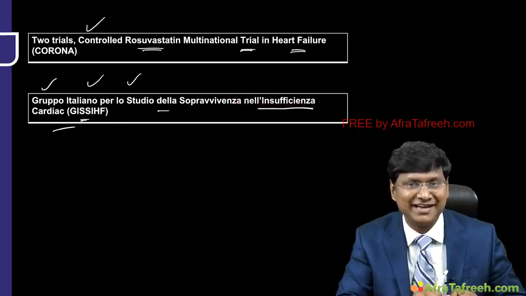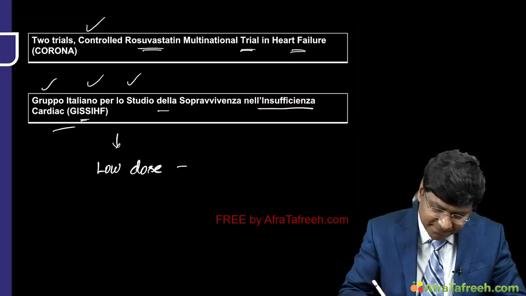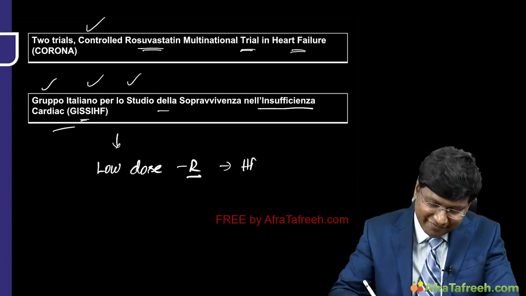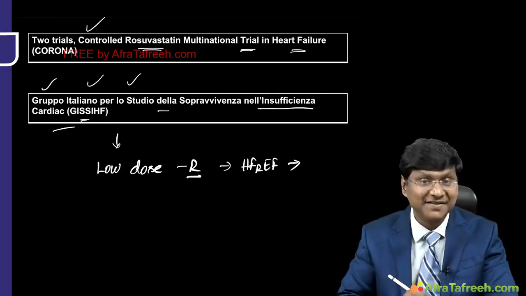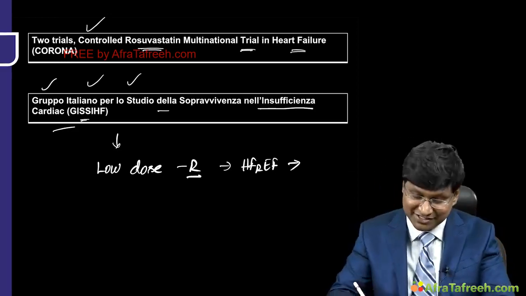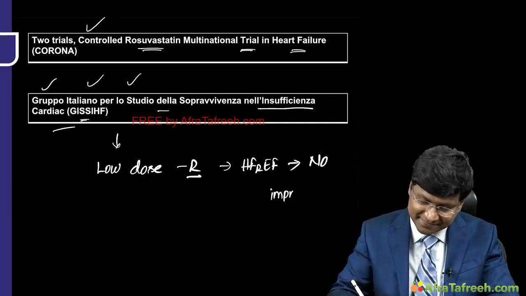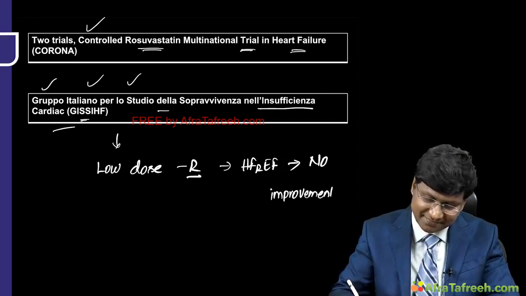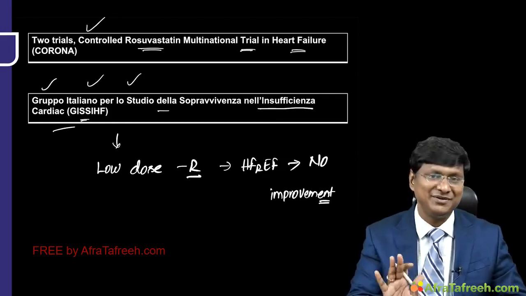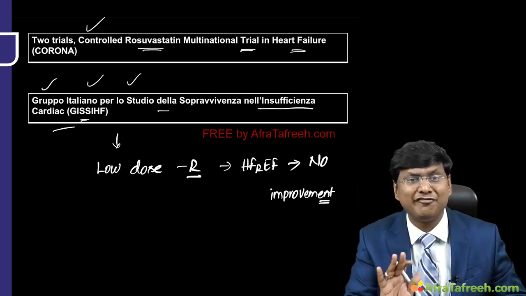What these trials have done is, in these two trials, low dose rosuvastatin was given, right? In which group of individuals? Heart failure with reduced ejection fraction. When low dose rosuvastatin was given in heart failure with reduced ejection fraction, this showed no improvement in the clinical outcome in heart failure. So that is the reason why in heart failure, these HMG-CoA reductase inhibitors don't have much role.